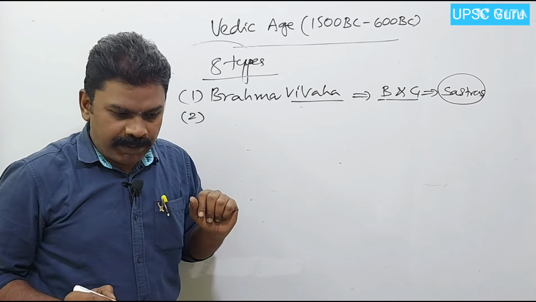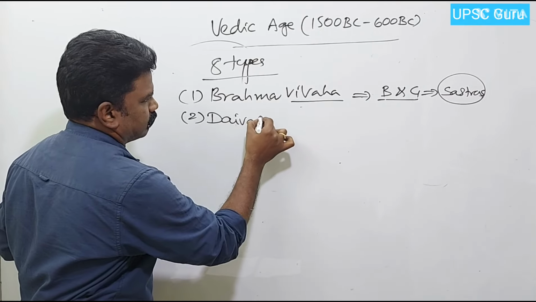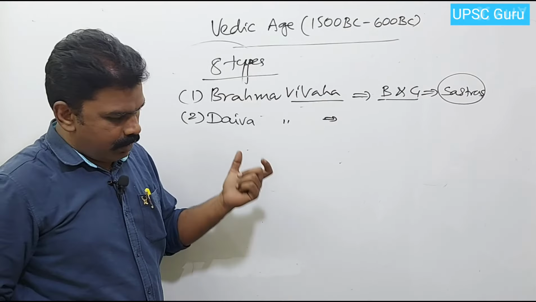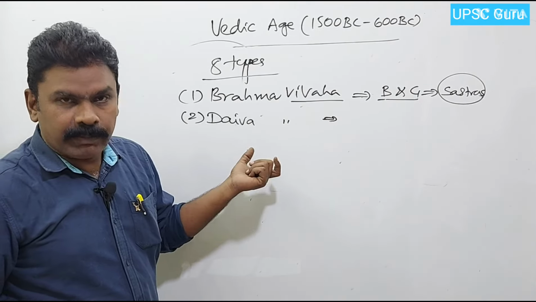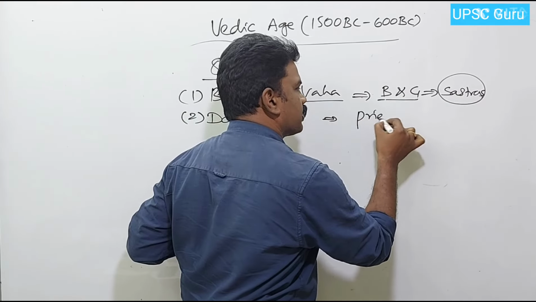The second type of marriage was Daiva Vivaha. In this Daiva Vivaha, exclusively for the priestly class, this Daiva Vivaha is exclusively for the priestly class.